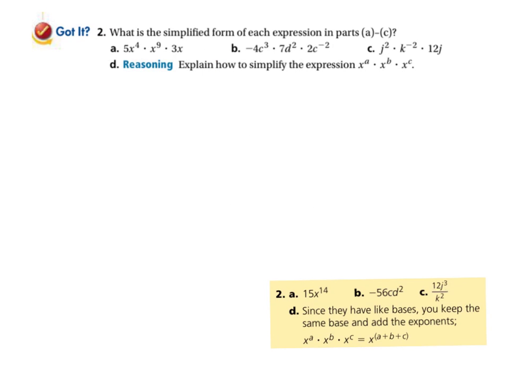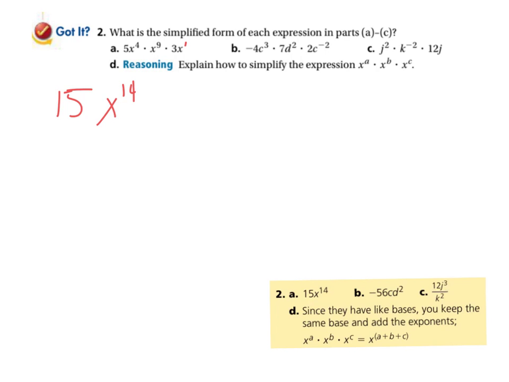Alrighty, what is the simplified form of each expression? Again, a through c here. So, taking a look, same base. Don't forget there's a 1, by the way, right there. So I've got 5 times 3, which is going to be our 15. So you multiply the numbers. And then x to the 4th, x to the 9th, x to the first power is going to become x to the 14th once I add up all those exponents.